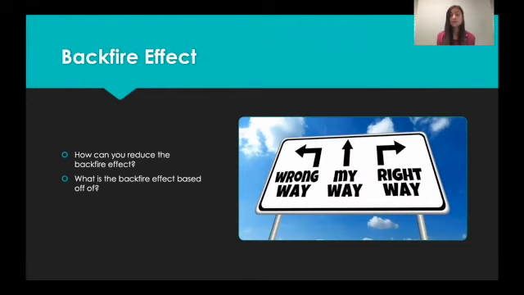I've included the picture on the right because one will not necessarily go the right or wrong way, but they're going to go their way. Now I'm going to pass it to Christian, who will be discussing conformity to peers.